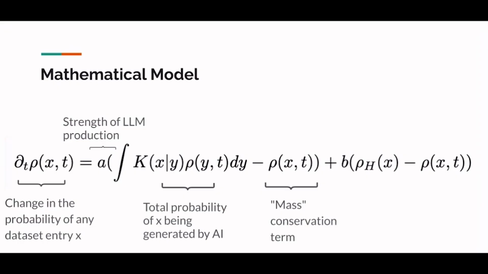And then moving on to the human term. B is just the coefficient of the strength of human production, so the quantity of human output being put back into the data set. And then this is just the placeholder of how much X will be produced, so pretty simple. And then we have the same mass conservation term.